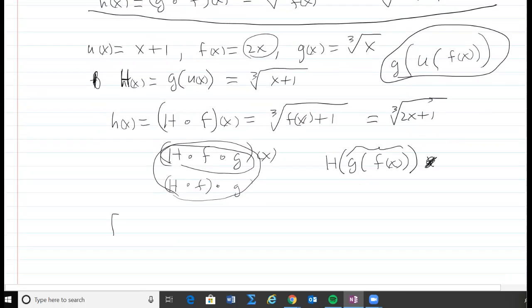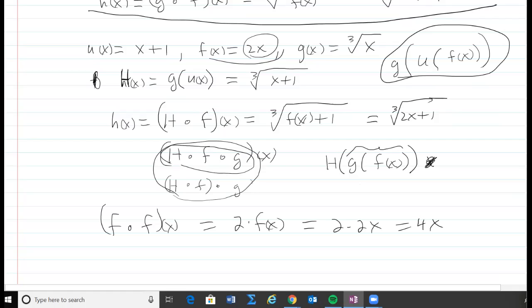Compose a function with itself, f of f, like that. You can compose a function with itself, which in my case here would be 2 times f of x, right? Which is 2 times 2x. So it would actually be 4x. That's using this function here to construct this. So you can compose functions with themselves. Anything that you can come up with here.